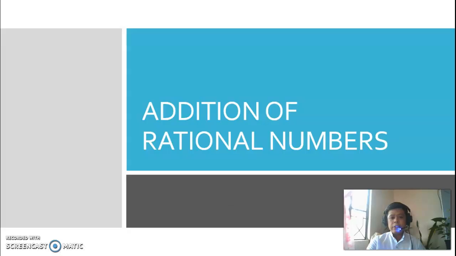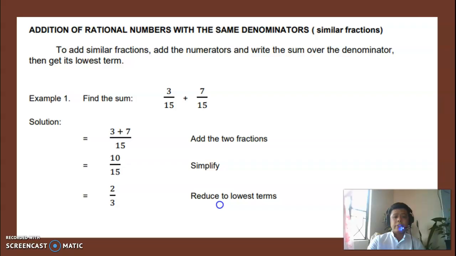Let's now proceed to addition of rational numbers. How do we add mga fractions, mga rational numbers? So, na-discuss ko noong nakaraang video yung mga review about fractions. Na-discuss ko doon yung similar at dissimilar fractions. Similar kapag meron silang magkamukhang denominator. So, to add yung 3 over 15 at 7 over 15, you just copy the denominator, and then you add lang natin yung numerator.